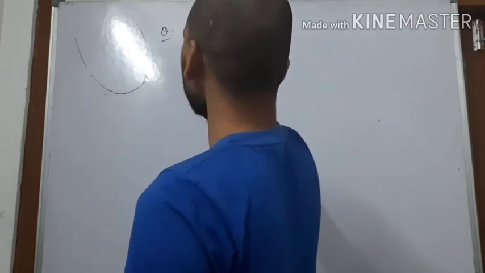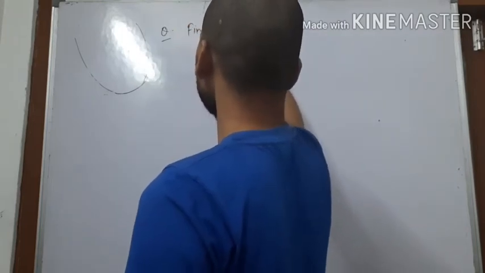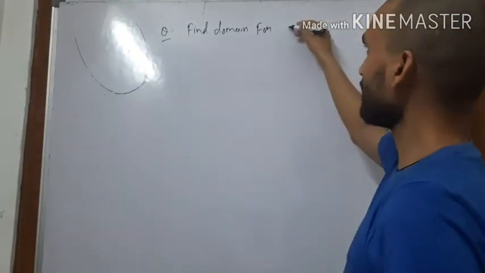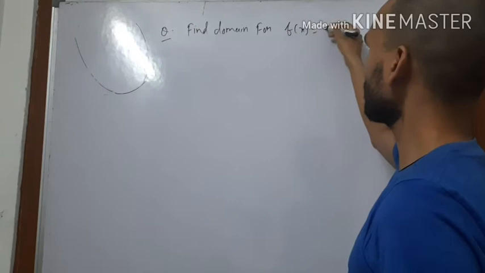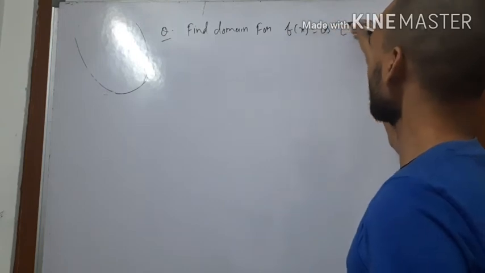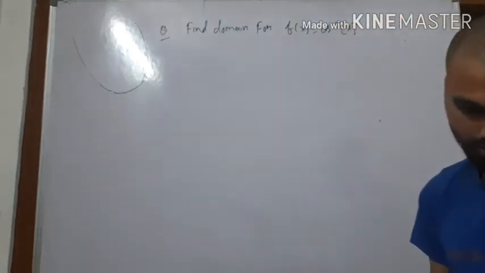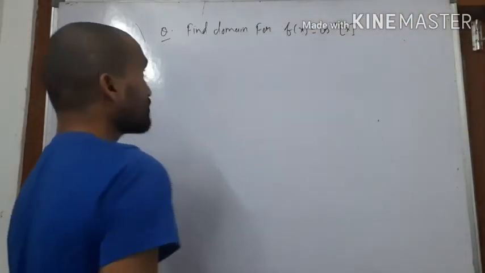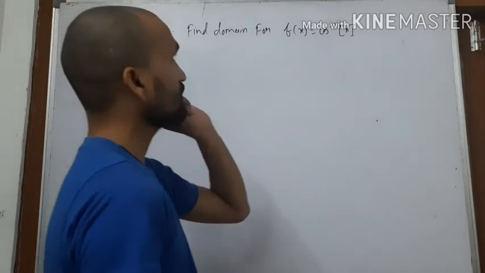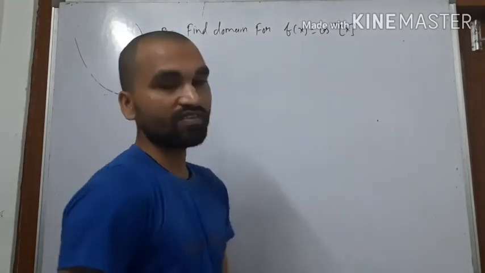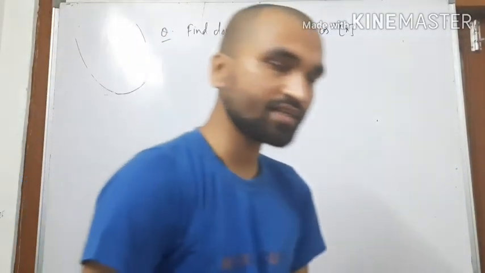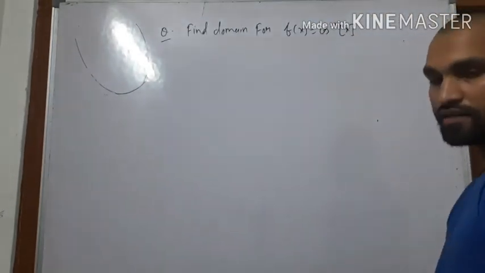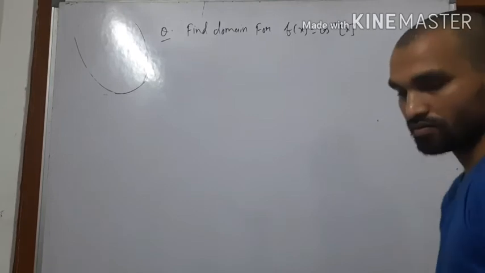Find the domain for f(x) equal to cos inverse of greatest integer x. Okay students, here we have to find the domain of the function cos inverse greatest integer x. This sign is the indication for greatest integer.